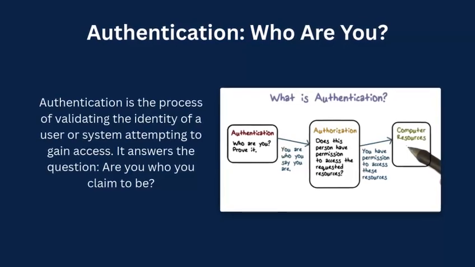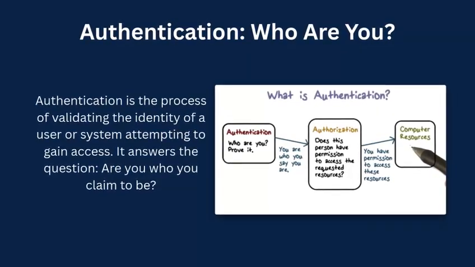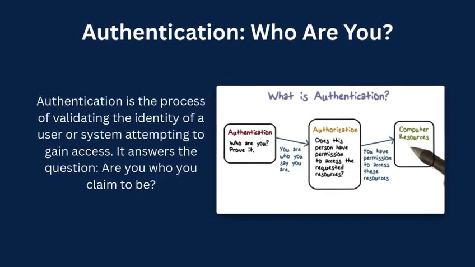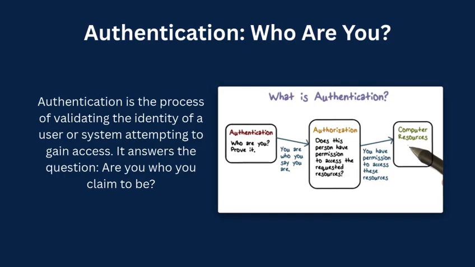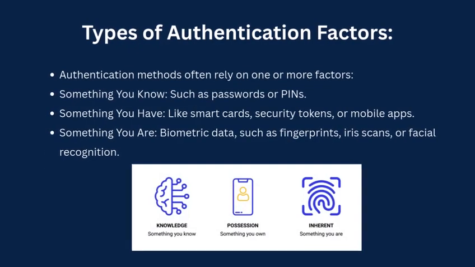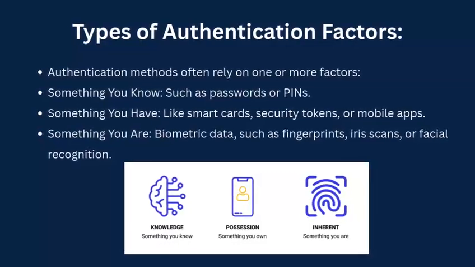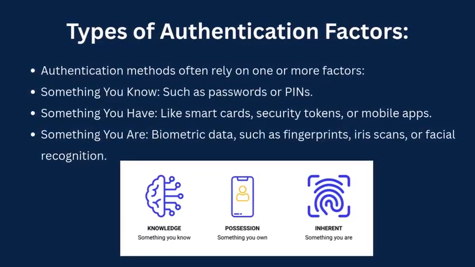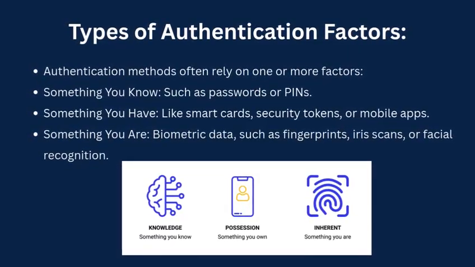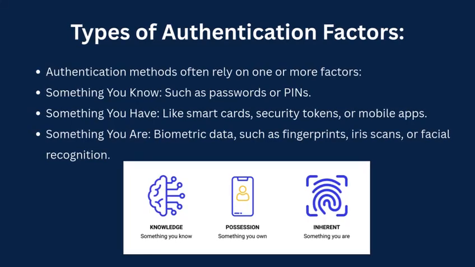Authentication. Who are you? Authentication is the process of validating the identity of a user or system attempting to gain access. It answers the question, are you who you claim to be? Types of authentication factors. Authentication methods often rely on one or more factors. Something you know, such as passwords or PINs. Something you have, like smart cards, security tokens, or mobile apps. Something you are. Biometric data, such as fingerprints, iris scans, or facial recognition.